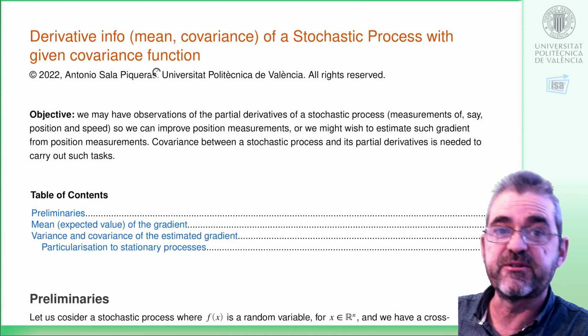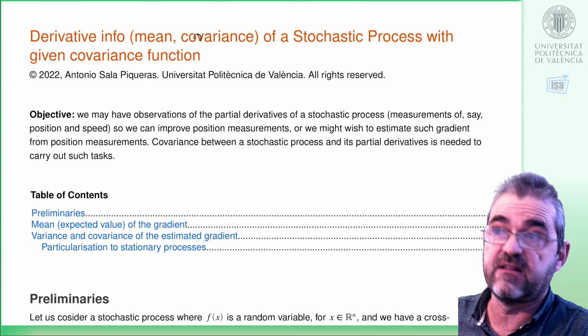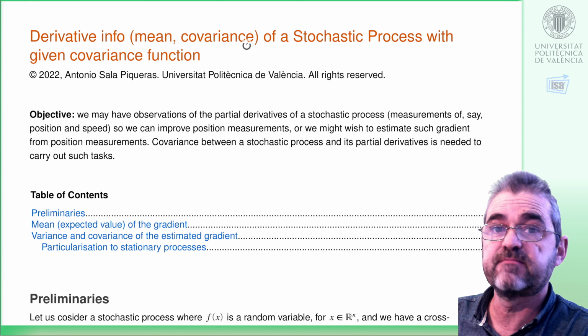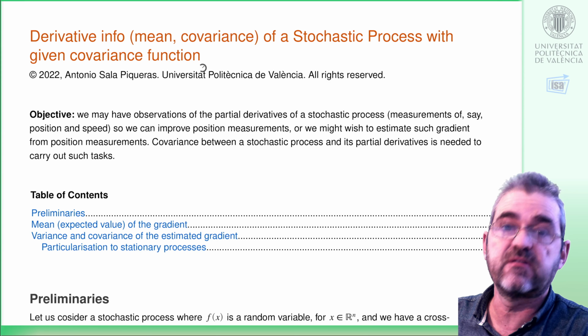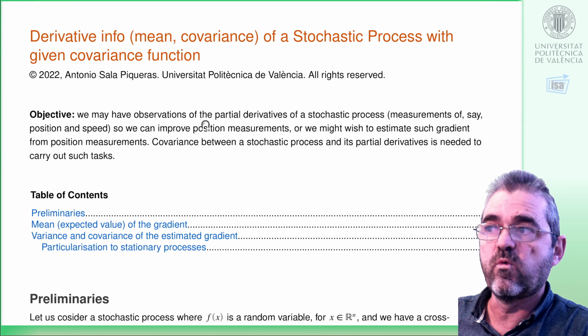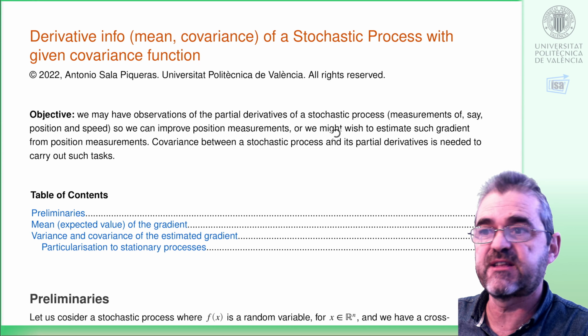Hi, I'm Antonio Sala, and in this video we are going to compute statistical information, meaning covariance, of the derivatives of a stochastic process with given covariance function. Why do we want to compute these things?